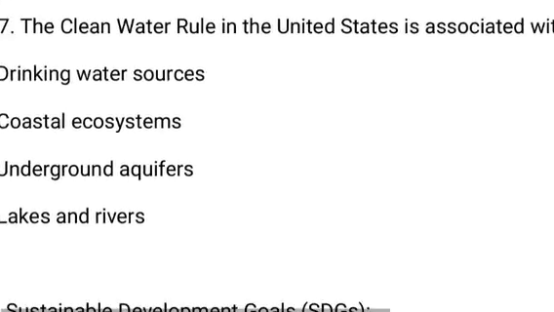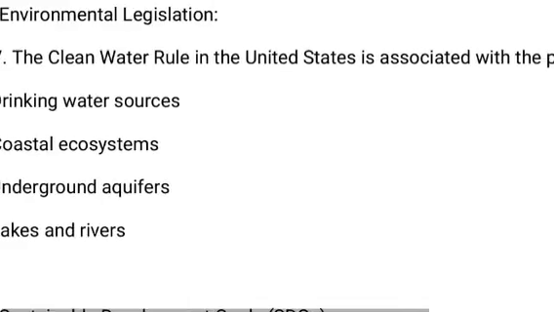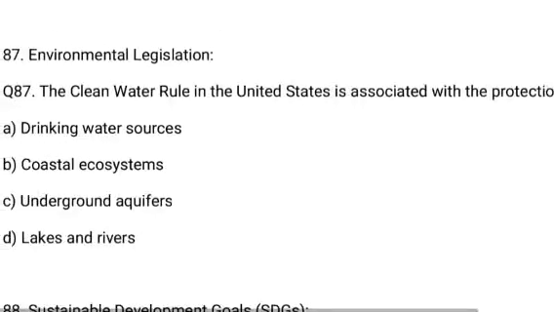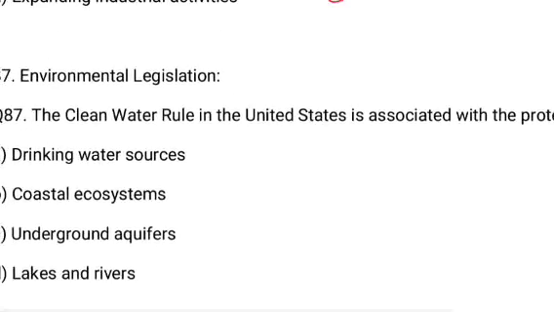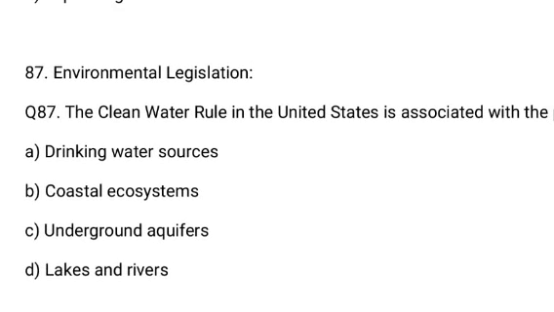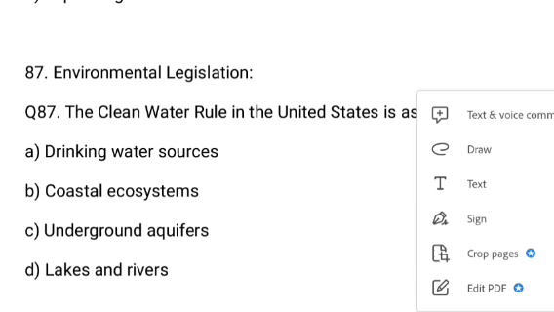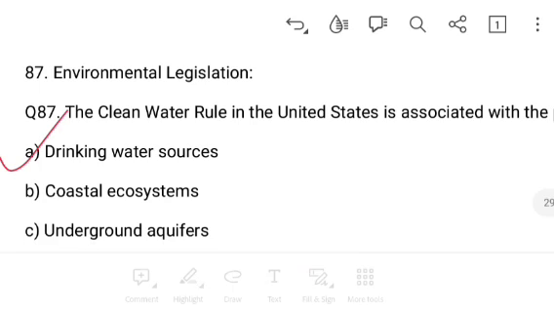Next, the Clean Water Rule in the United States is associated with the protection of what? Drinking water sources, coastal ecosystem, underground aquifers, lakes and rivers. What do you think? It will be drinking water sources. Number A will be correct.